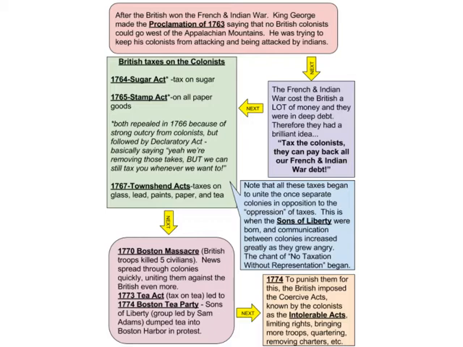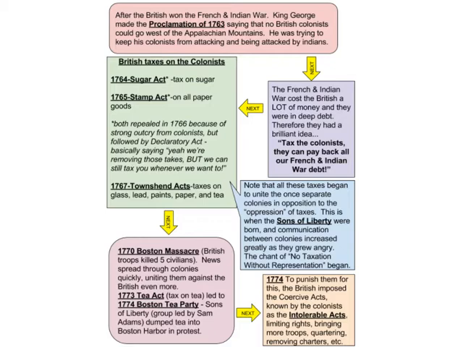So 1774, the same year as the Boston Tea Party, because of the Boston Tea Party, the British imposed what they called the Coercive Acts. Coercive just means I'm going to force you to do something. Well, these acts became known by the colonists as the Intolerable Acts. Intolerable means, well, I can't tolerate it. I will not stand it. I hate it. It's intolerable. It's not okay. So they called them the Intolerable Acts.